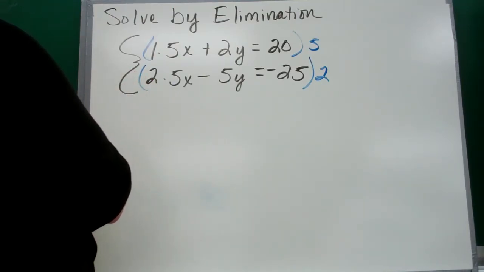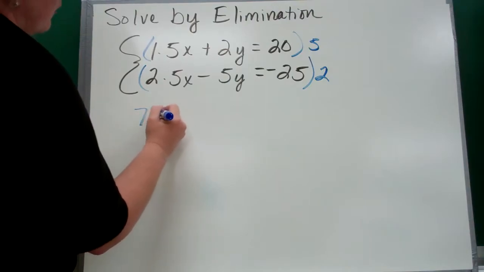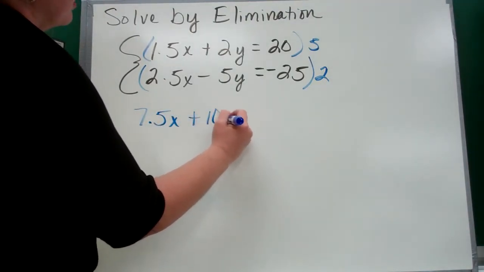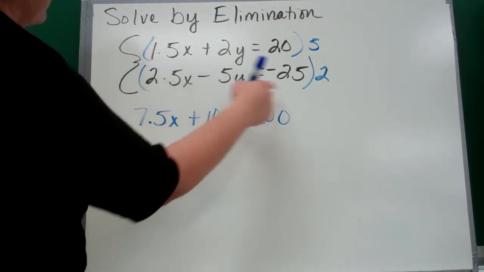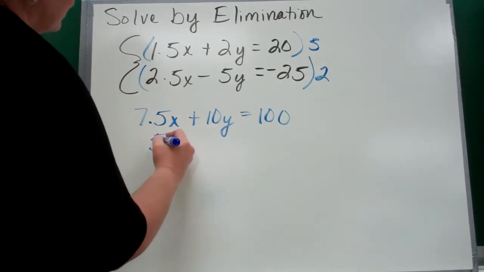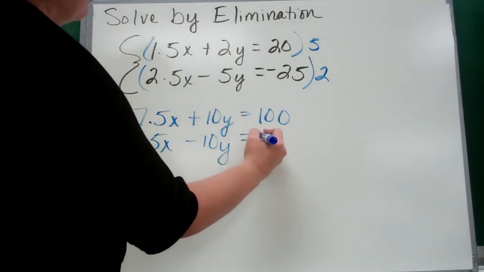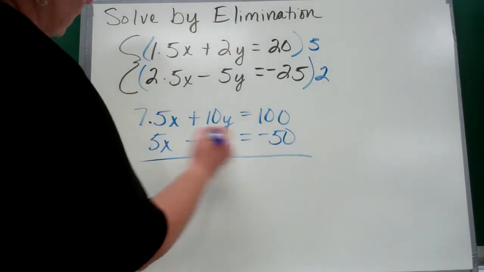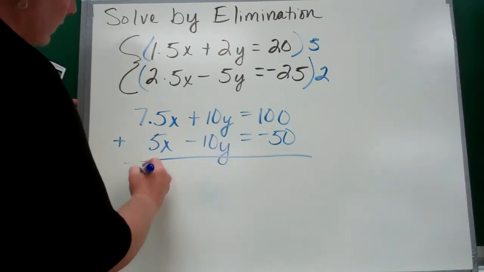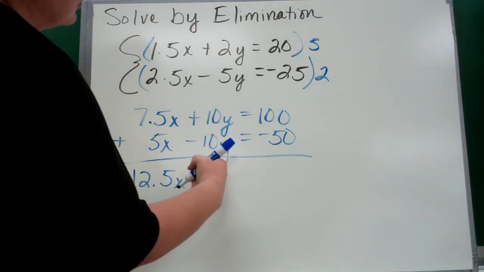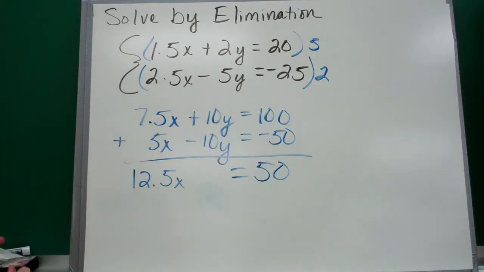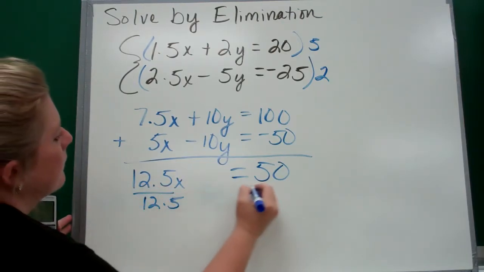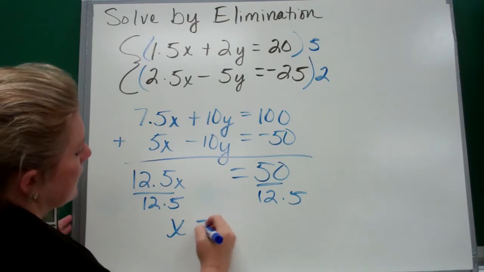When we do that, we have 7.5x plus 10y equals 100. Then we have 2.5 times 2 is 5x minus 10y equals negative 50. Combine them by adding down. We've got 12.5x. These two are eliminated. Equals 50. Divide by 12.5. X equals 4.